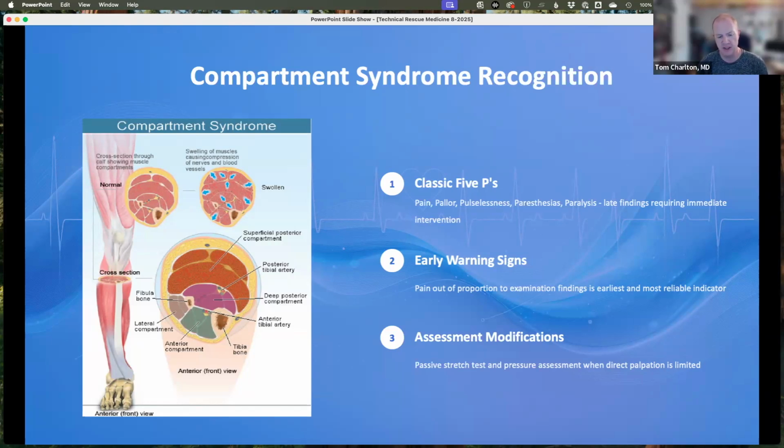A good assessment that you can do in the field for this, again, it's not super specific, is the passive stretch. So if you take somebody's lower extremity and you point their toes down towards the ground, or point their toes up towards their nose, and that passively causes really significant pain out of proportion, that may be an indication that this person is beginning to develop compartment syndrome.